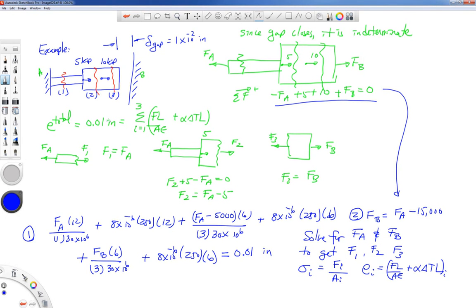The displacement of these particular points, the displacement of this junction right here, will depend on the deformation of bar 1. The displacement of this point will be the deformation of 1 plus 2 plus 3, which is going to be 1 times 10 to the minus 2 inches. And so just like we work these other problems, we can figure out the deformations.